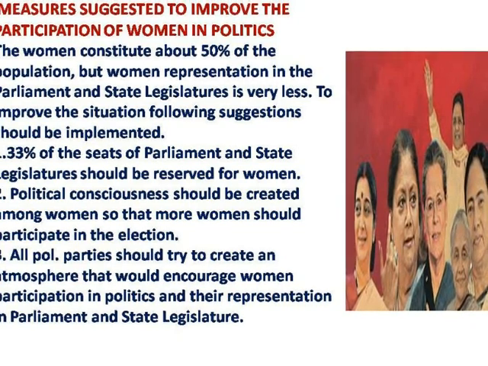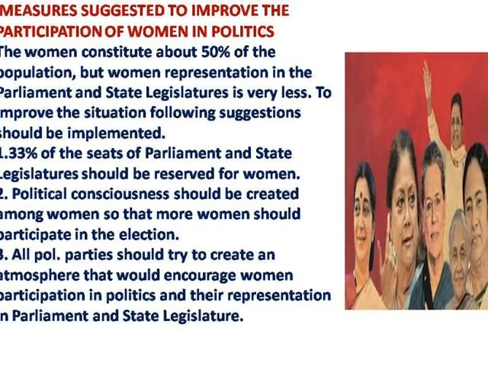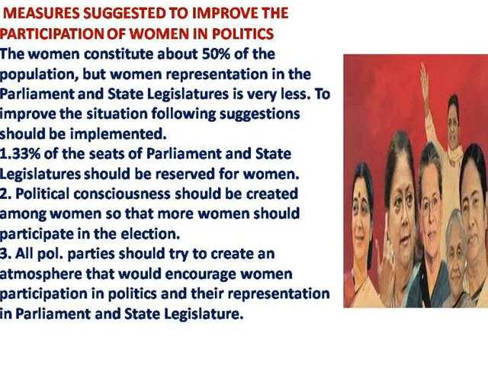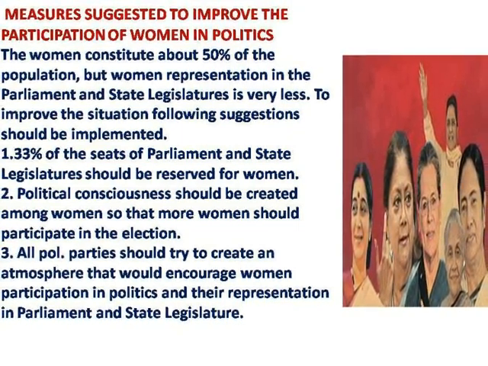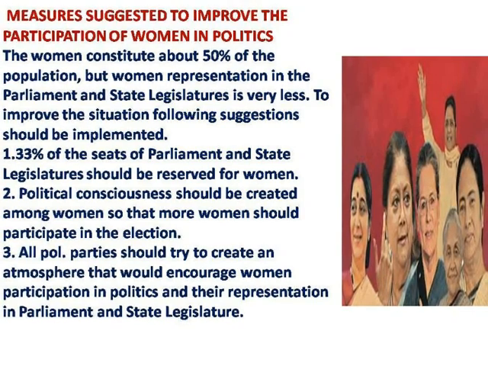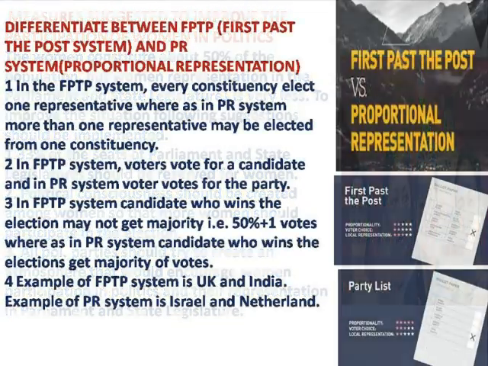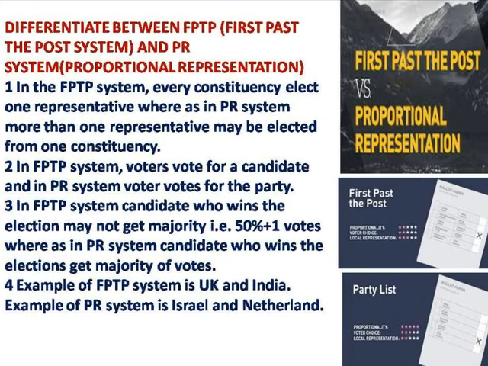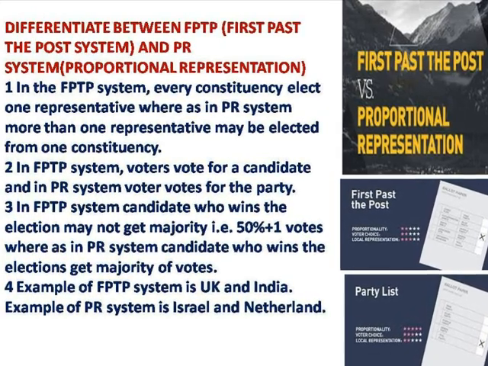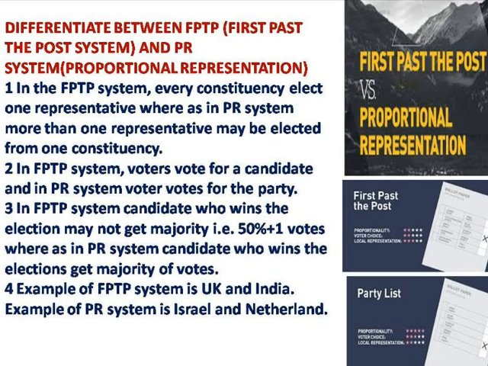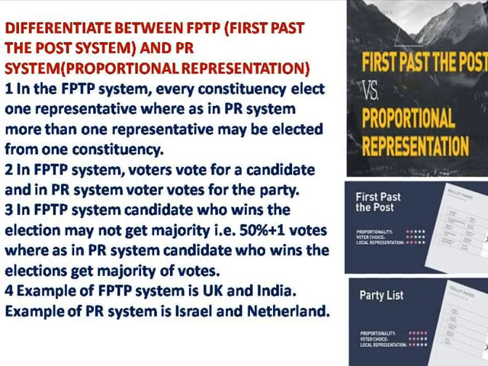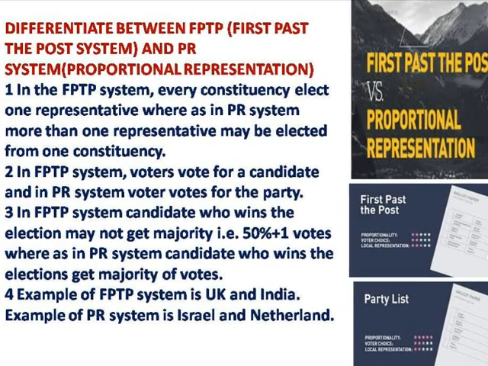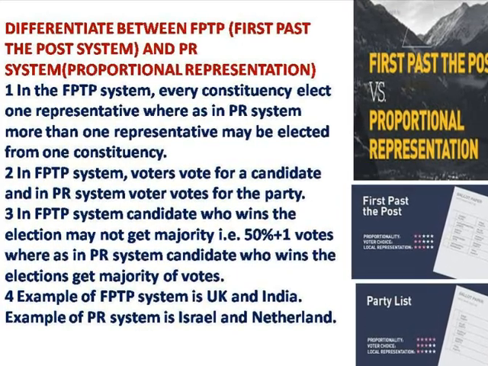As we know, one-third of seats are reserved for women in the local bodies. So steps should be taken for the reservation of seats for women in Parliament as well as in the state legislatures. Next topic is to differentiate between the FPTP system and the PR system. FPTP system means first past the post system and PR system means proportional representation.